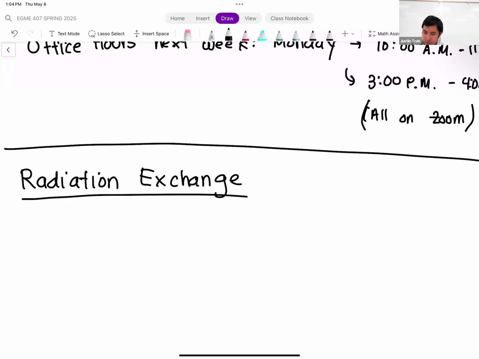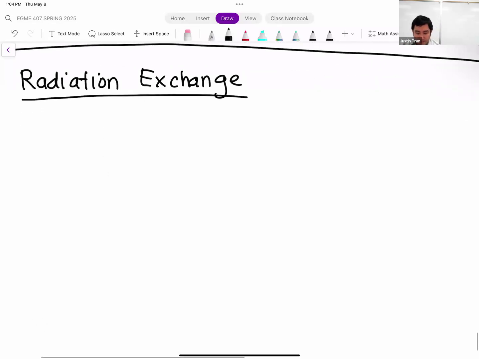Radiation exchange. This is the most recent topic that we've been covering. Radiation exchange, in a nutshell, pertains to the exchange of heat between different surfaces via radiation.